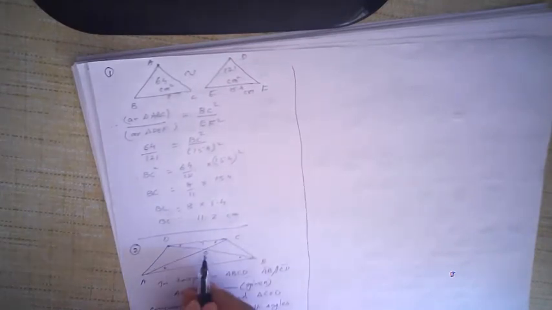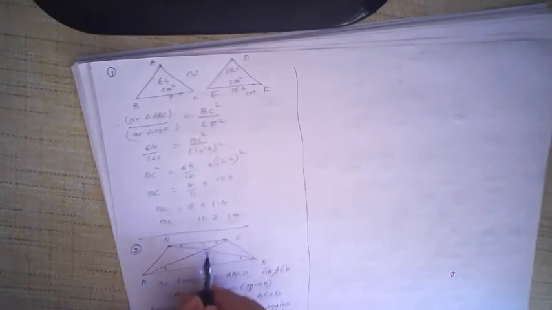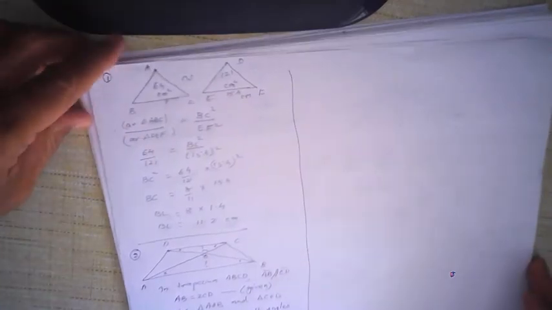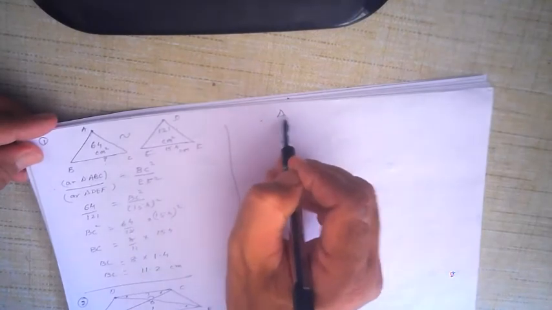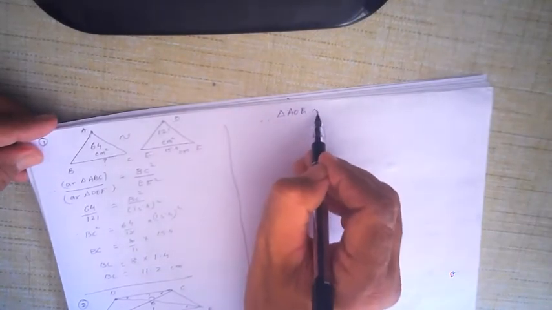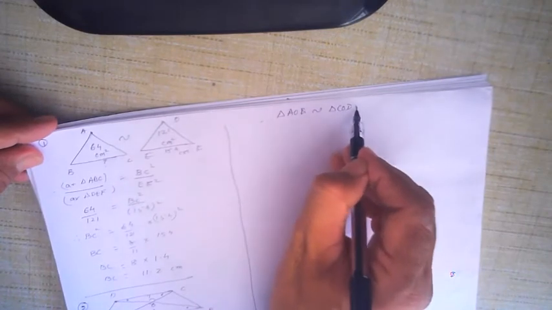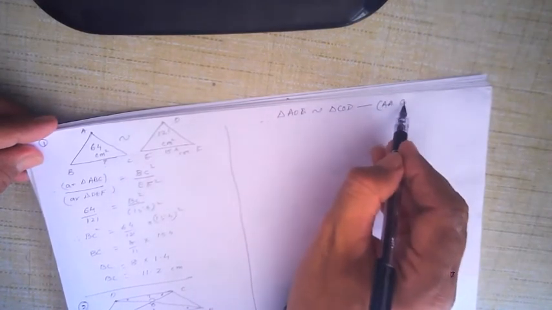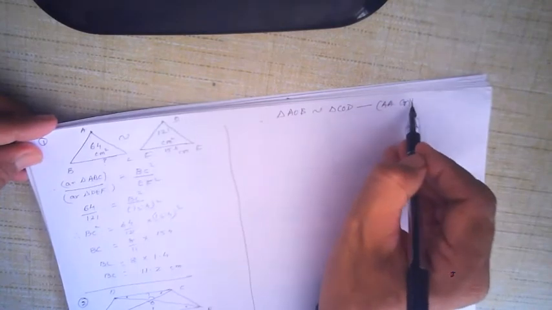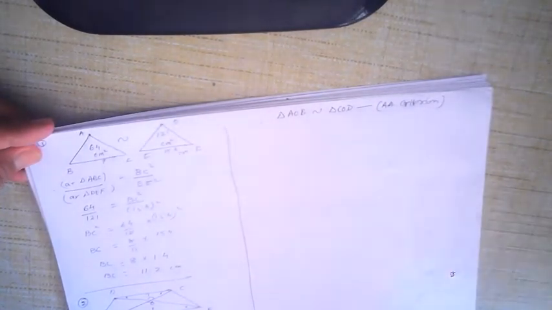Similarly, angle ABO is congruent to angle ODC. They are also alternate angles. Even this angle is equal to this angle because they are vertically opposite angles, but you need to show only two angles. Now I have shown two angles here. These two angles are congruent and therefore triangle AOB is similar to triangle COD. In brackets you can write AA corollary or AA criterion.